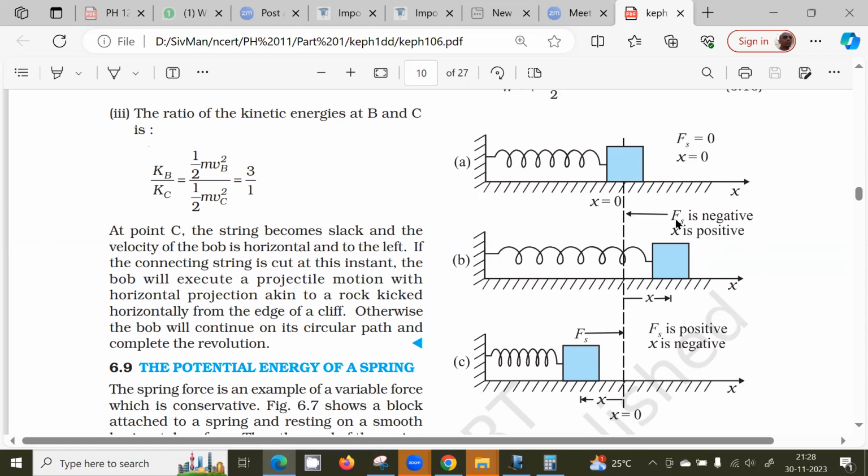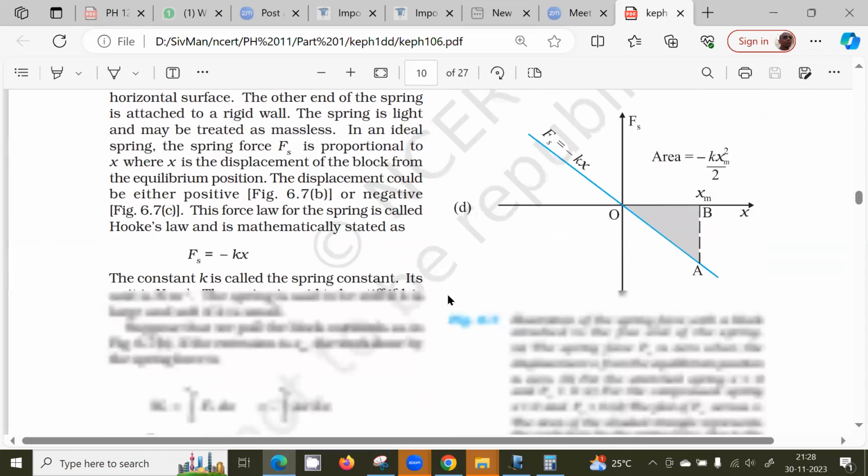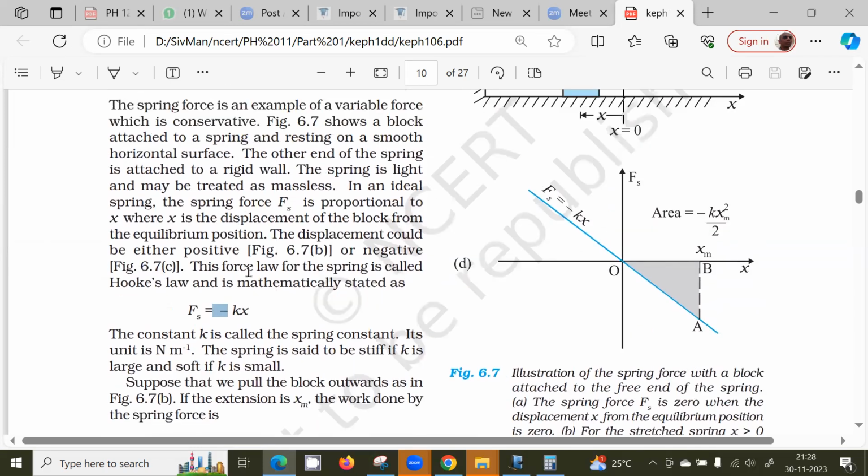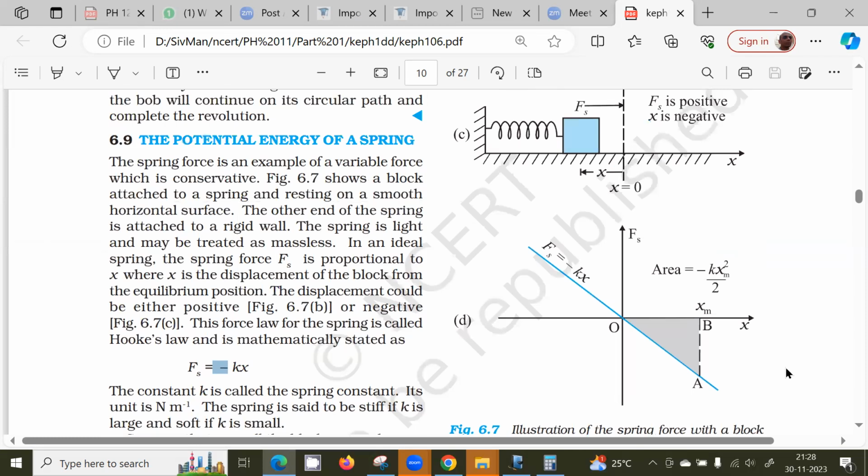Here x is positive and Fs is negative, because I'm choosing my positive direction as towards the right. Here x is negative and the force is positive. So the direction of the force and the displacement are opposite. That's why in the formula we have minus kx. This is the meaning of the minus: when displacement is positive, force is negative, and the other way around. So if you plot minus kx, it has a negative slope, k is positive, so it looks like this. Here this is a variable force because it's a function of x.